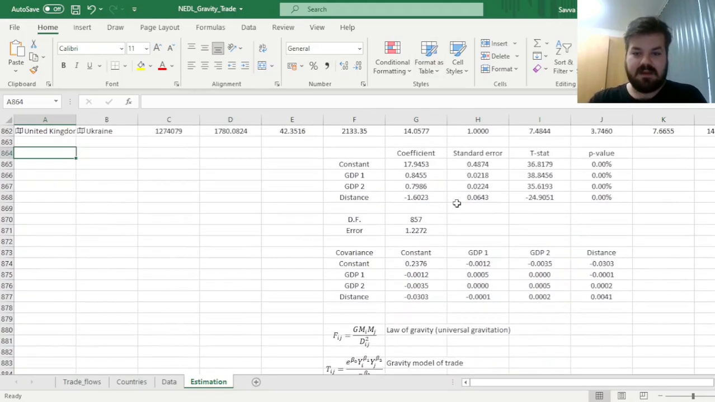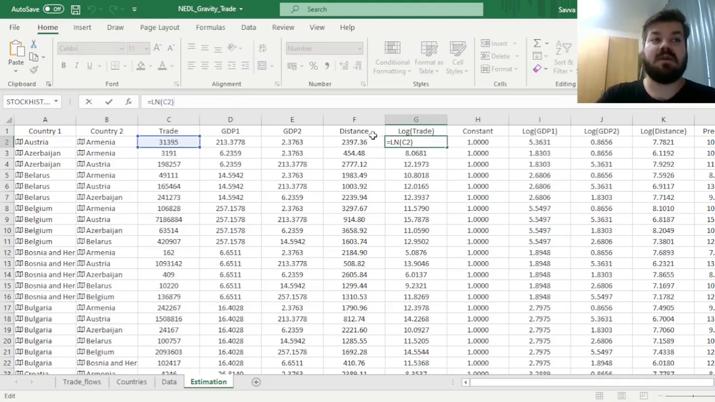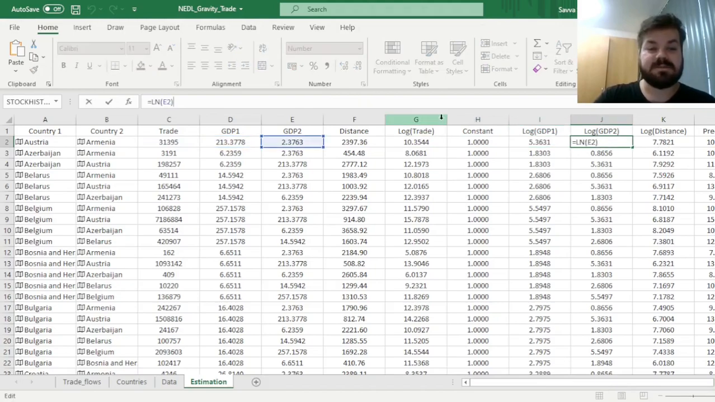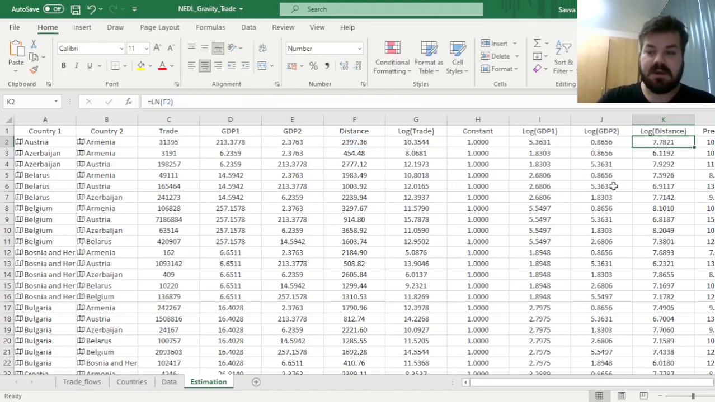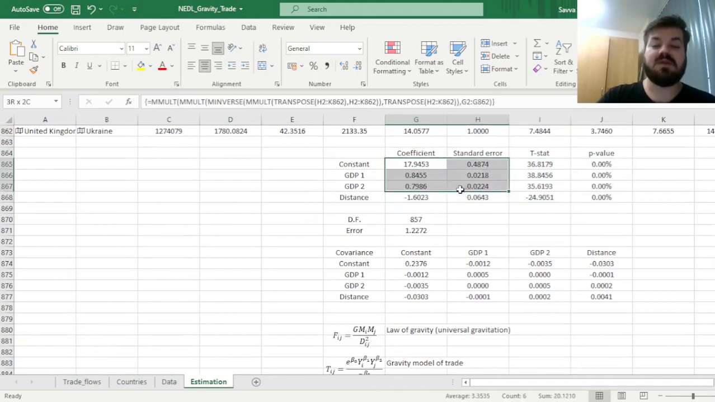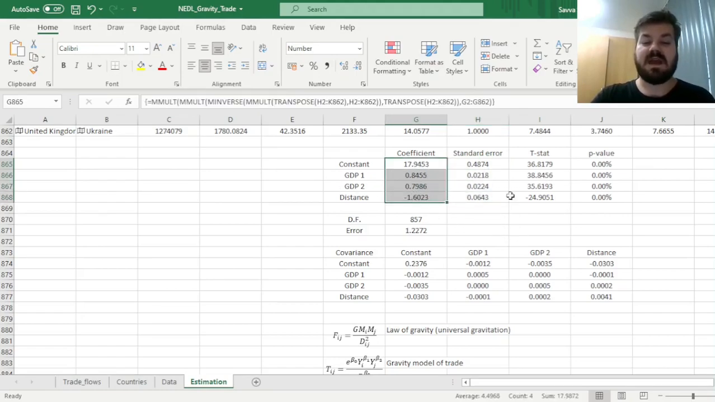And now we can finally estimate our gravity model of trade equation, regressing the natural logarithm of bilateral trade flow between the countries onto a constant, and natural logarithm of their GDPs, as well as the natural logarithm of the distance between the two capitals. And then we can use simple matrix algebra to calculate the coefficients and the respective standard errors, and I point you towards my video on multiple regression with matrix algebra so that you can learn that in detail. Here we're concerned with the coefficients and their significance.